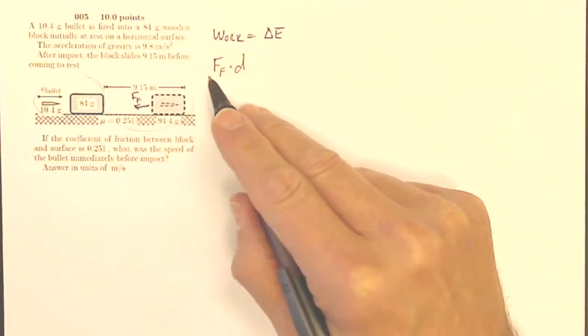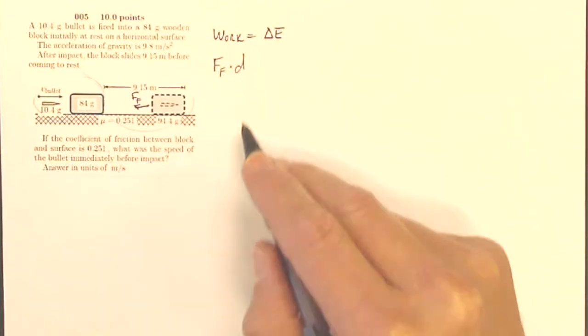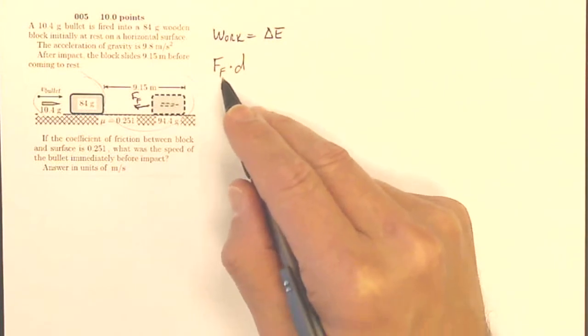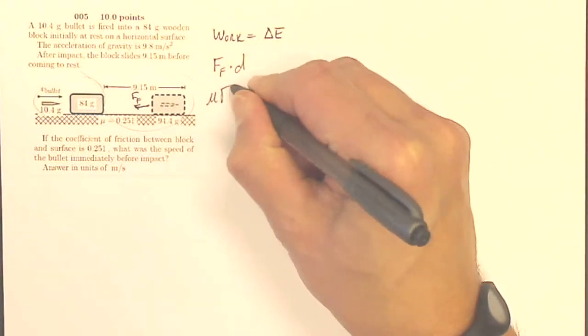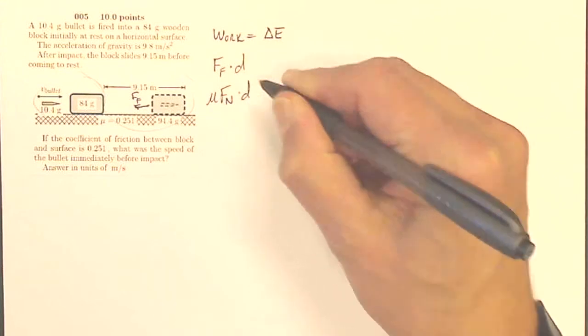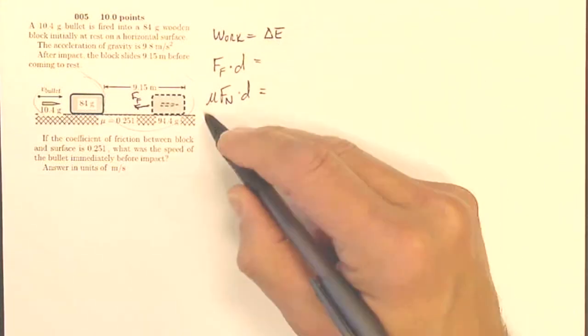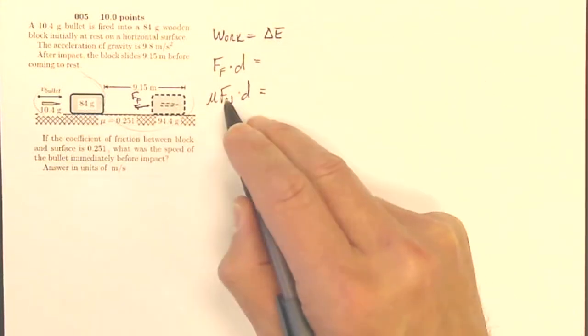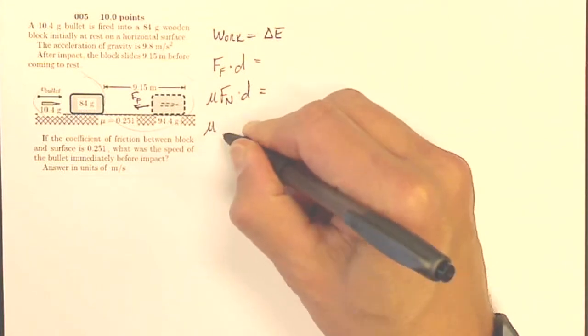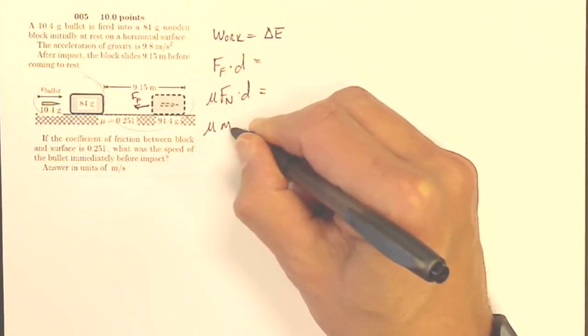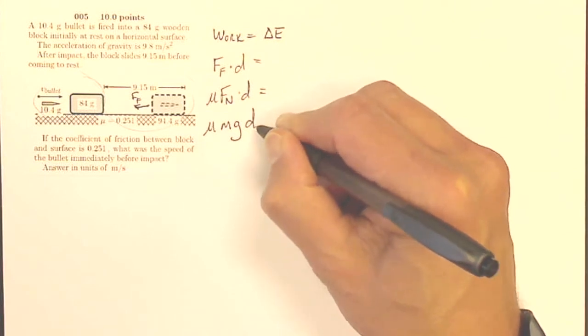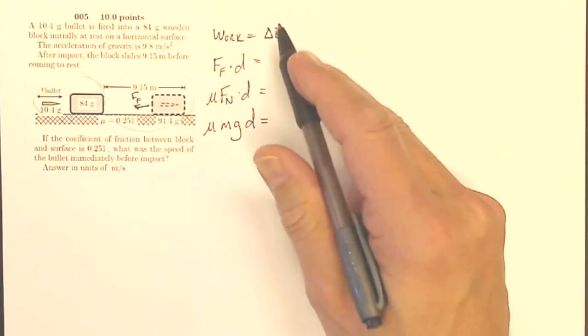So the work is the force of friction times the distance. The force of friction is going to be mu times the normal force, also times the distance. And mu they give me. The normal force is going to be the mass times the acceleration of gravity. So mu mg times the distance is going to be how much energy this thing had.